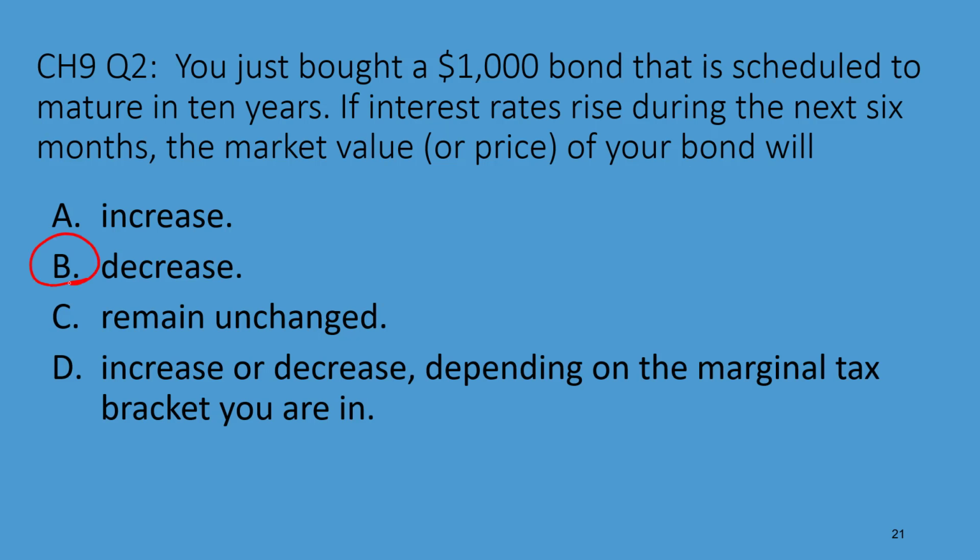Remember, when the interest rates go up, the price of your previously issued bonds will go down. If interest rates go down, then the value of your previously issued bonds will go up, right? So again, bond prices and interest rates are always inversely related. When the rates go up, bond prices go down. When rates go down, bond prices go up.